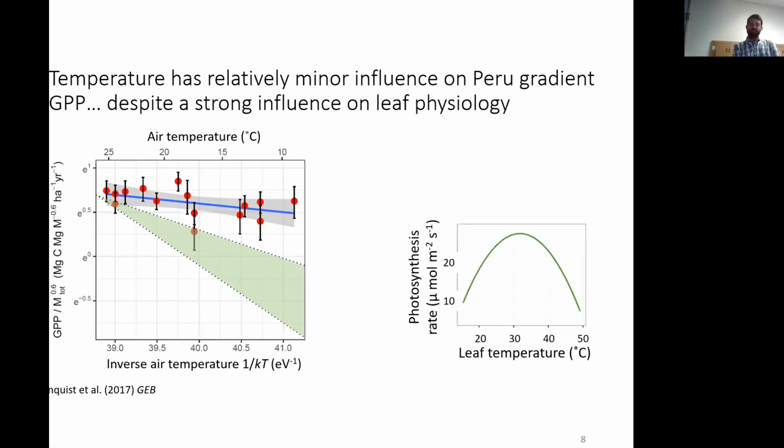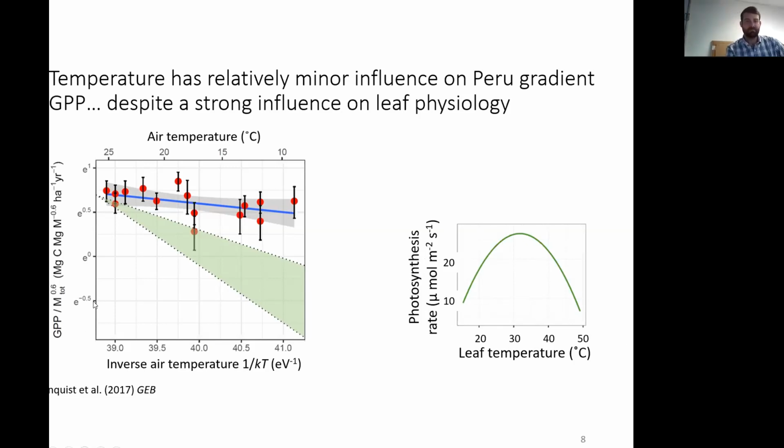Right, and so that's really strange because we know that at a leaf level, rates of photosynthesis vary quite strongly with leaf temperature. And so here we have a temperature response curve for leaf photosynthesis. So we have photosynthesis rate plotted over leaf temperature. And again, we see this characteristic unimodal response curve where we increase to some maximum rate of photosynthesis at an optimal temperature, and then we decrease, right? And so the question is, why is temperature so important at the level of an individual leaf for carbon gain?